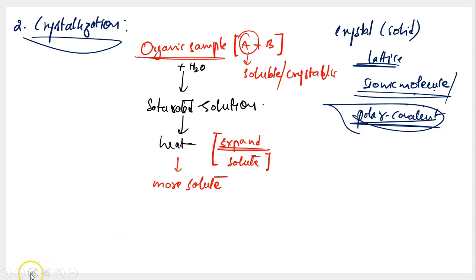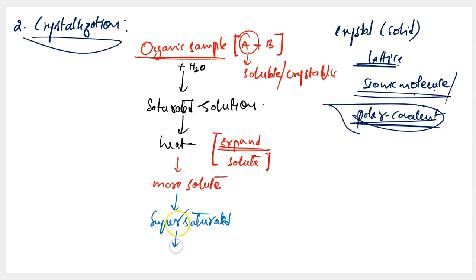Basically, when you say the solution is saturated, there's no scope to add more solute. But because you're heating, it expands, the intermolecular spaces increase, as a result of which you will be able to add more solute. And when you add more solute, the saturated solution becomes a supersaturated solution. So you are basically preparing a supersaturated solution of the organic sample that you have.